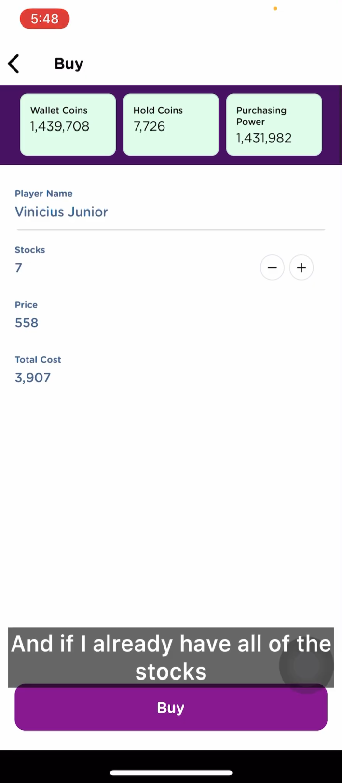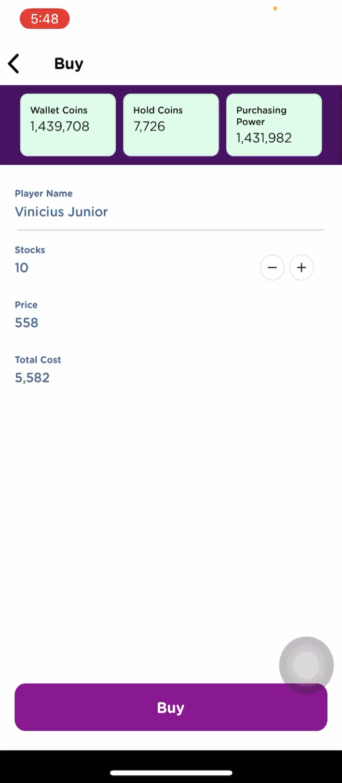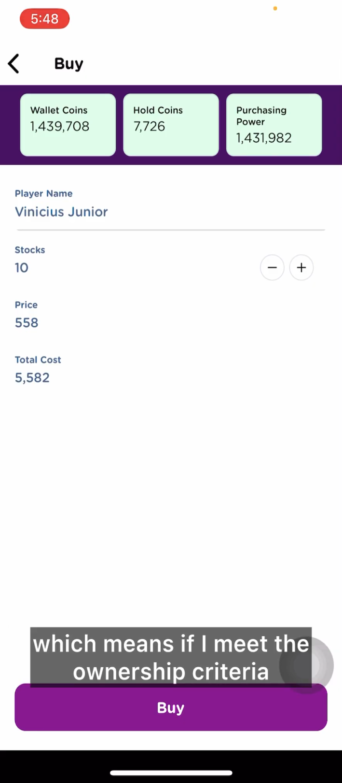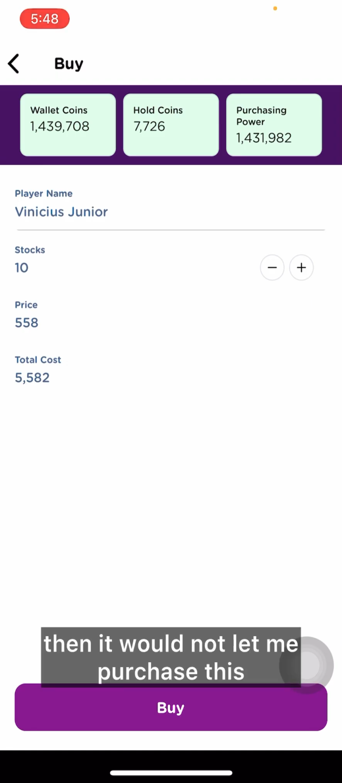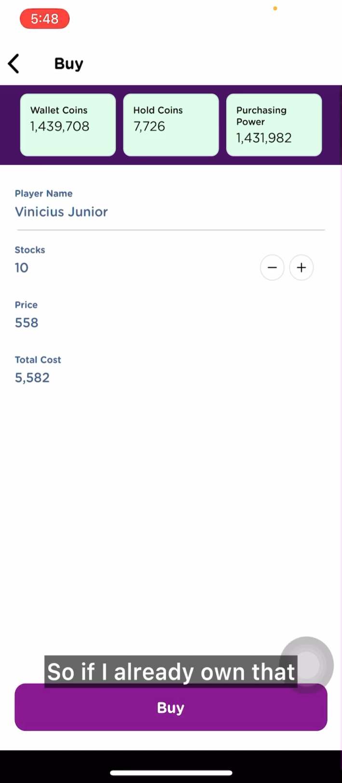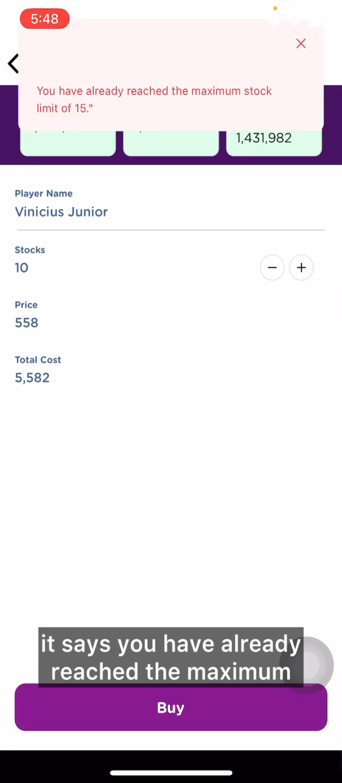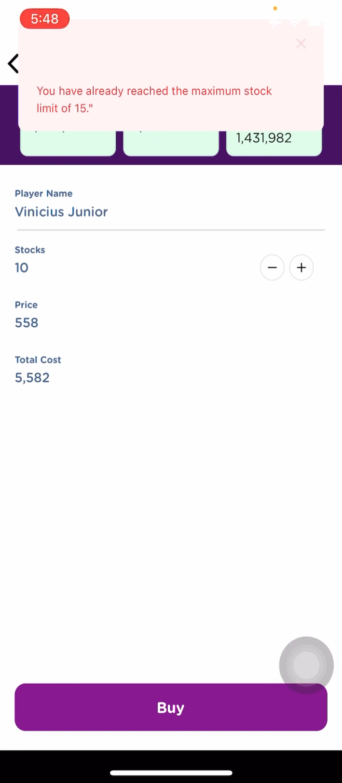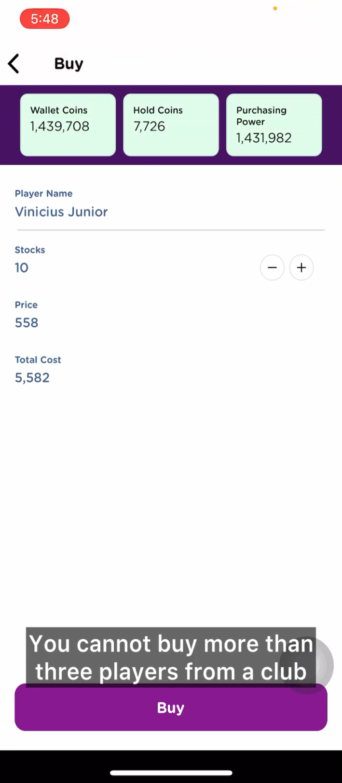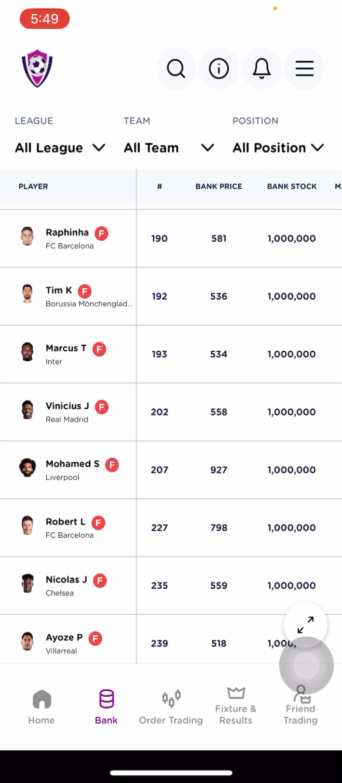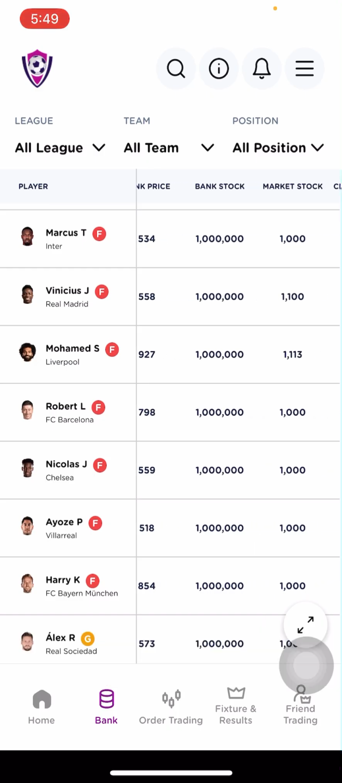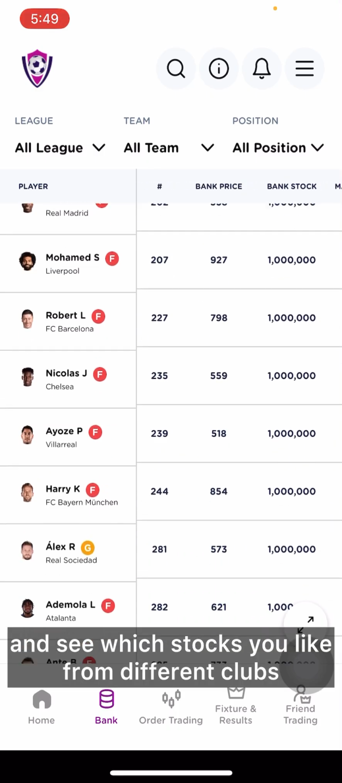And if I already have all of the stocks, which means if I meet the ownership criteria, which is two goalkeepers, three attackers, five midfielders, and five defenders, then it would not let me purchase this. So if I already own that, it says you have already reached the maximum stock limit of 15. You cannot buy more than three players from a club or more than two goalkeepers, three attackers, five midfielders, or five defenders. So the bank page is for you to navigate and see which stocks you like from different clubs.